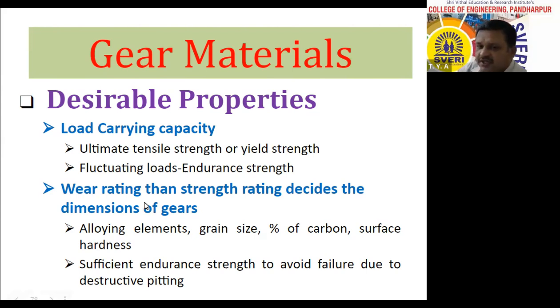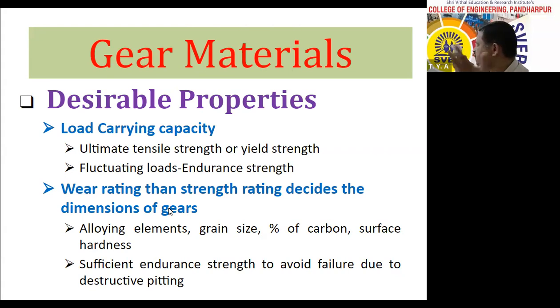Therefore, this wear strength you have to take into consideration while manufacturing the gear. Next point is alloying elements, grain size, percentage carbon, surface hardness. Surface hardness, I already told yesterday that wear and tear takes place at the surface only. Abrasive wear, corrosive wear, initial pitting, destructive pitting, scoring. All the wear takes place at the surface only. Therefore, the strength of the surface should be more, means surface hardness should be more.